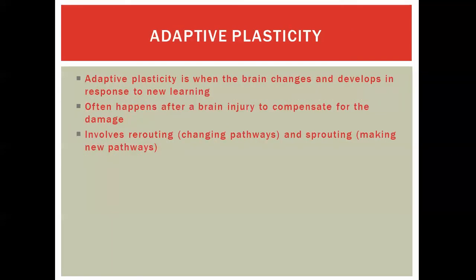Our brain also undergoes adaptive plasticity. So once it is fully developed, it still has the ability to change in response to learning new things. And often this will happen after brain injury to compensate for damage, but it happens just when we learn new things as well. And it basically involves rerouting and sprouting, so changing pathways, rerouting, or making new pathways, sprouting.